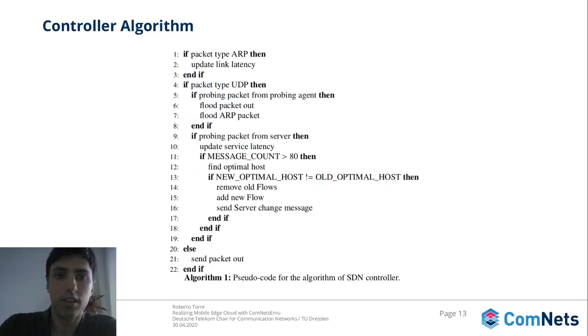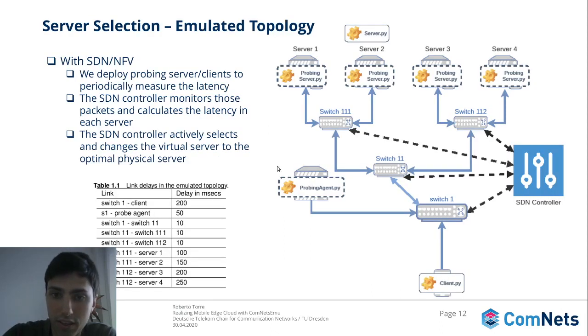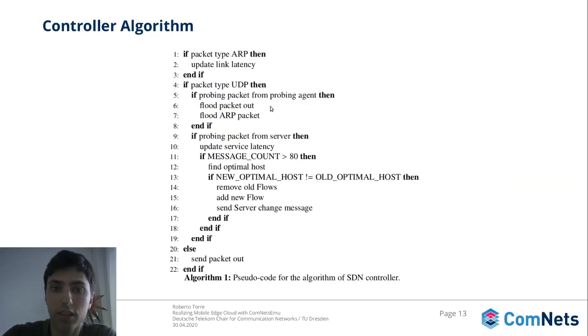Okay. So now the controller algorithm. We have two different types of packets. We have the no SDN and the yes SDN. For the no SDN, we have this part. If the type is ARP, then we establish the latency. If the packet is UDP, it depends on where it's coming from. If it's coming from the probing agent, so from this node, where the packet starts, we are just going to flood the packet to all the probing servers, flood an ARP packet, and that's it.